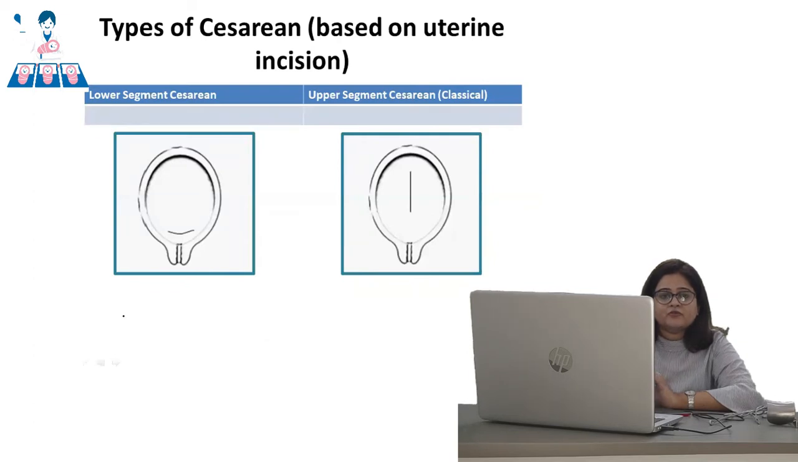Now, coming to first, very important, the steps of a cesarean section. So, we basically have a lower segment cesarean section, which you can see here. That basically refers to the incision that is given in the lower segment of the uterus. And we have an upper segment cesarean section, that is a classical cesarean section, as you can see here. Apart from these two, we also have what is called a J-shaped incision, which is a transverse incision which goes into a J like this.